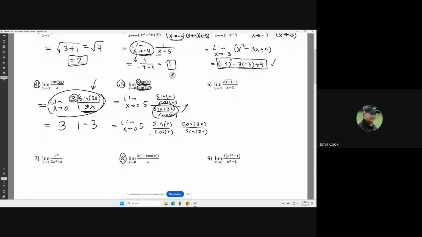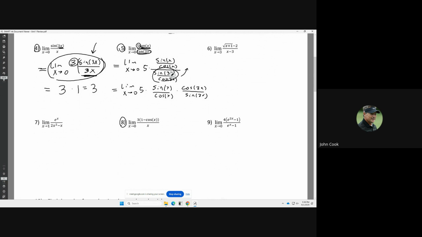There we go. Okay, and now if I plug in 0, now you're going to see why this ends up being really bad. Because if I plug in 0, sine of 0 is 0. Sine of 3 times 0 is going to be 0.